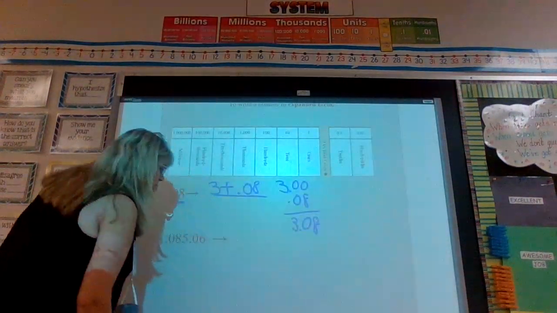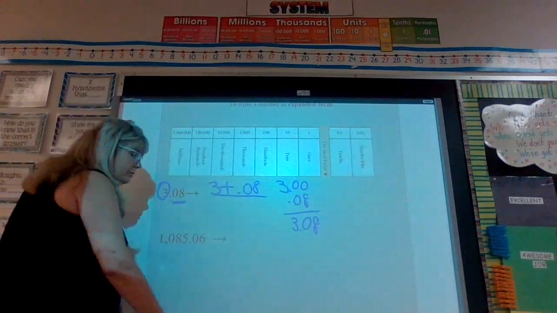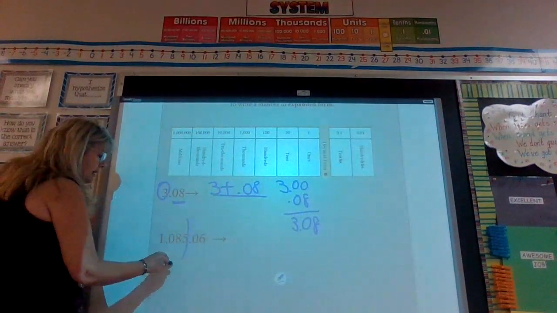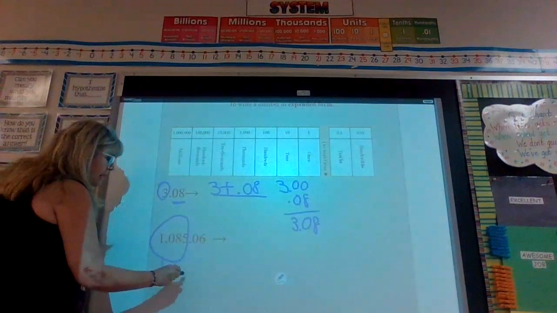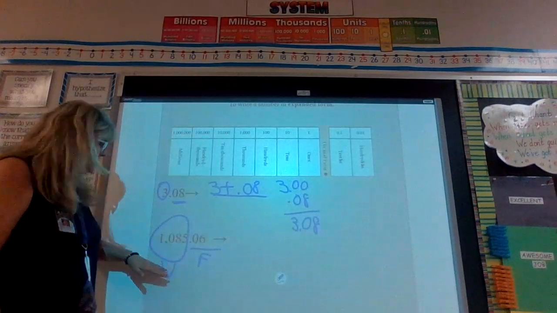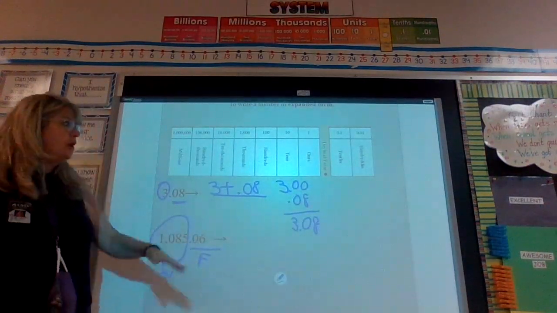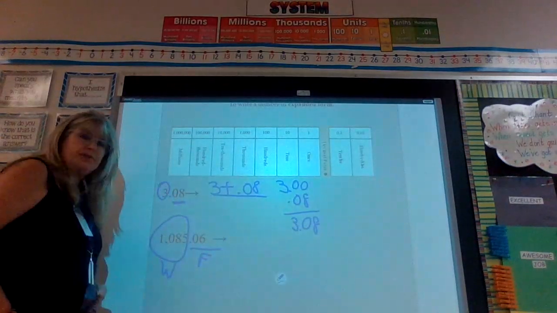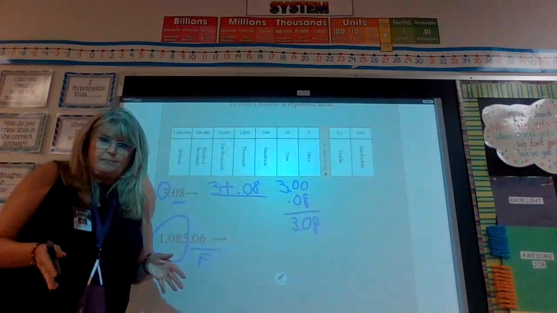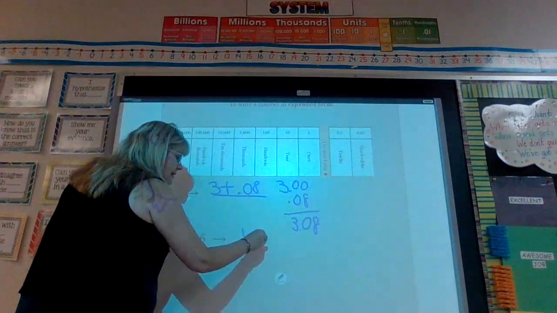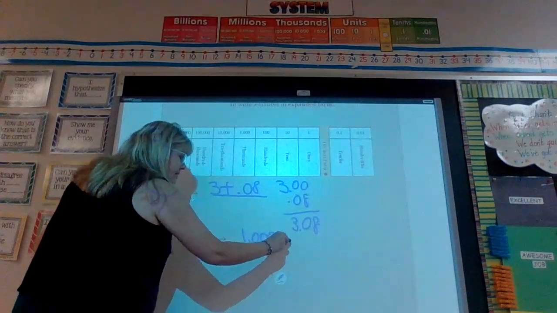Let's look at the next one, and I'll move it up just a little bit. Okay, this one's a little more challenging because we have more numbers. There is my whole number. There is my fraction. If you need to put these numbers in a place value chart, please do that to make it easier for yourself. Okay, the first number I'm looking at is the number 1. The value for that 1 is 1,000. So I'm going to put 1,000 right there.